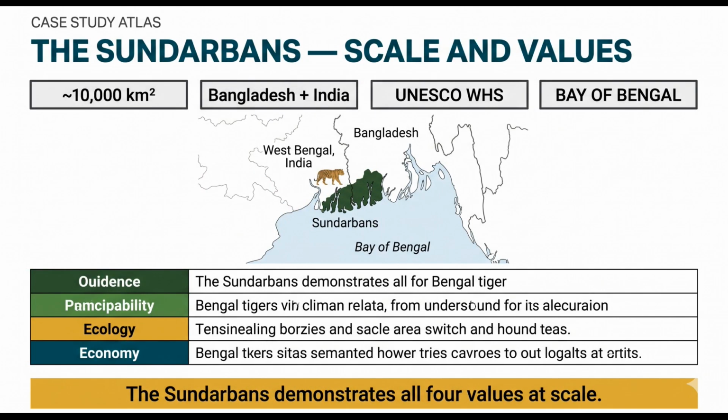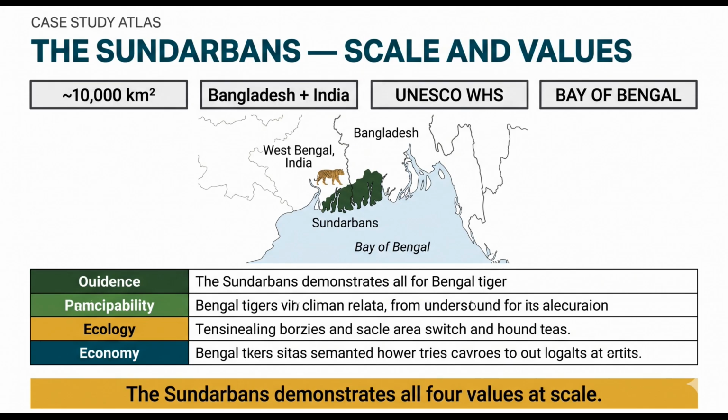The scale of the Sundarbans is remarkable. For coastal protection, the Sundarbans acts as a natural buffer protecting the densely populated coastal lowlands of Bangladesh and West Bengal from cyclones and storm surges. It is estimated to reduce storm surge heights by up to 2 meters.